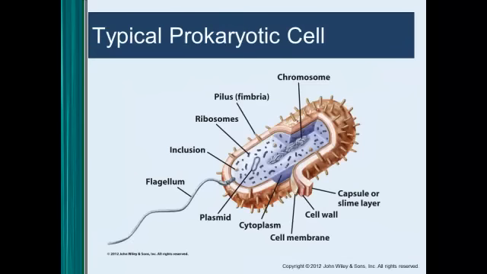Let's go through the structure of a typical prokaryotic cell. Bacterial cells consist of the following parts, typically. You have a cell membrane that is usually surrounded by a cell wall and sometimes by an additional outer layer. There's an internal cytoplasm with ribosomes, a nuclear region, and in some cases granules and/or vesicles. And there's a variety of external structures such as capsules, flagella, and pili.